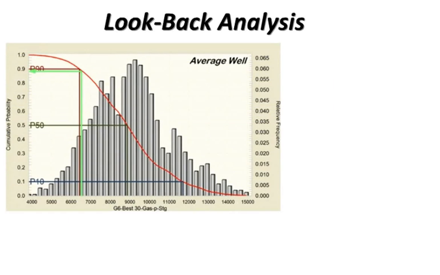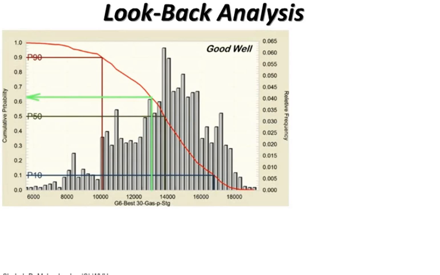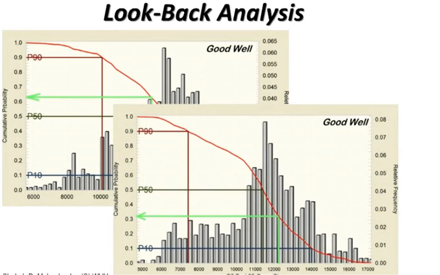And if you do look at an average well, you can see we had a P90 well, we had a P50 well, and we had a P10 well. So in other words, what we're trying to say here is that we have done very good jobs in our fracking, we have done average jobs, and we have done poor jobs. And this is for good wells, two more examples.